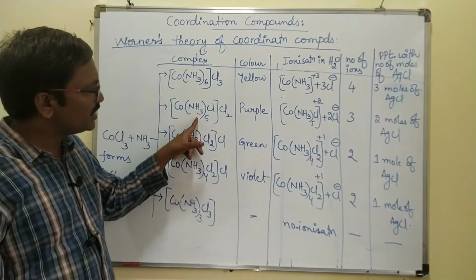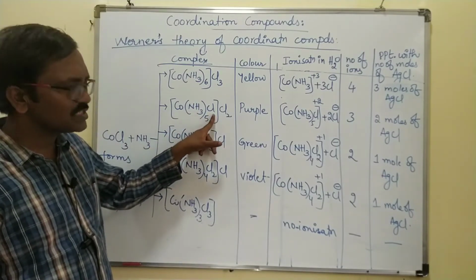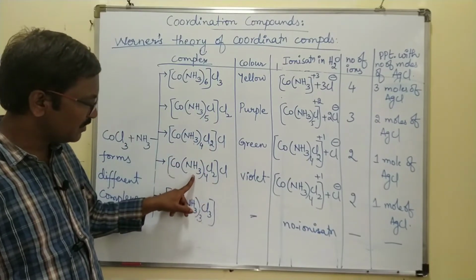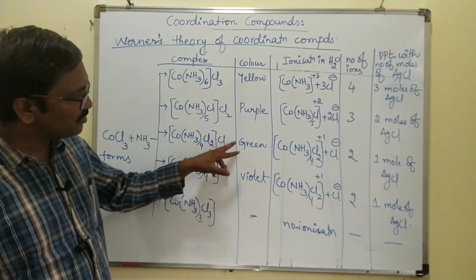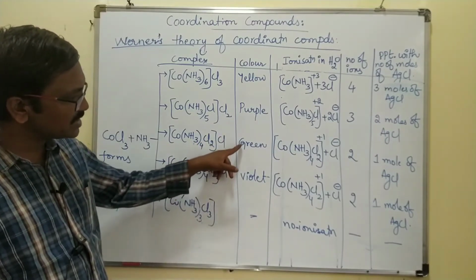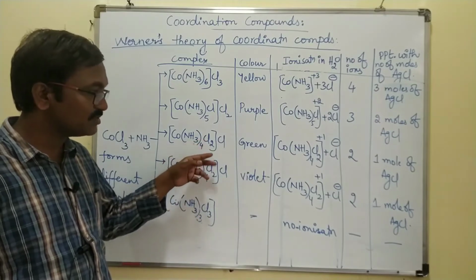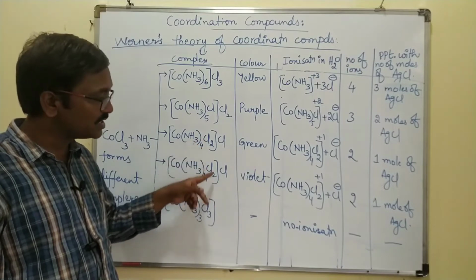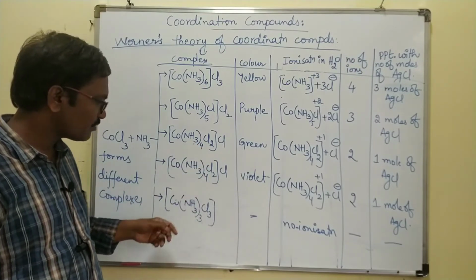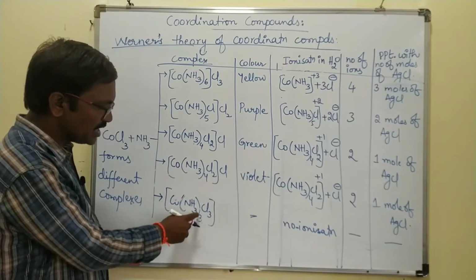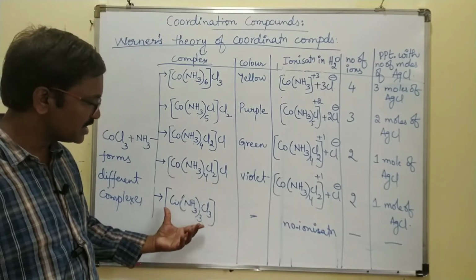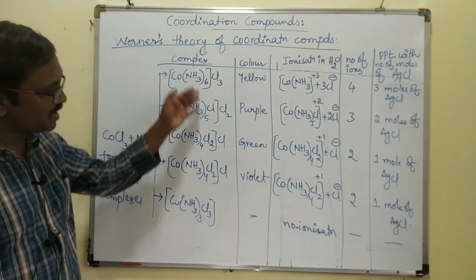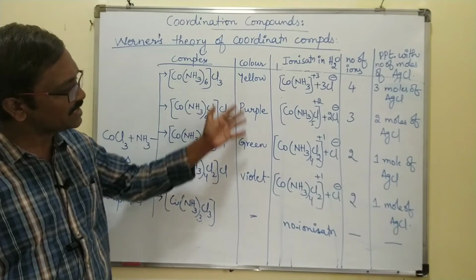So if NH3 is 5, the Cl is going inside. If NH3 is 4, 2 Cl are going inside. So these two have the same formula, but they are showing different colors. What is the difference in their geometry? Cis and trans geometry. So in the last one, all three NH3s and three chlorines are inside. He observed different complexes and their different colors by mixing cobalt trichloride and ammonia.